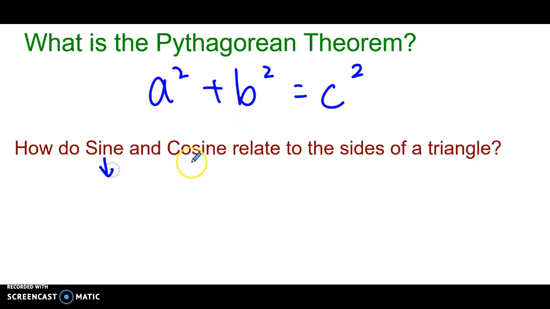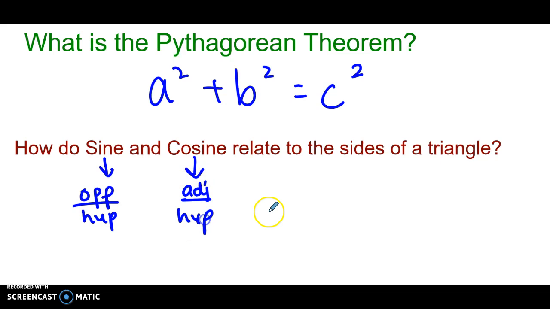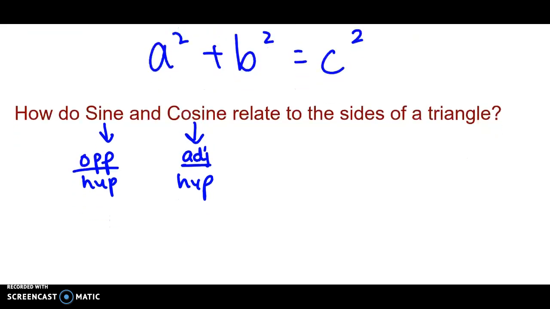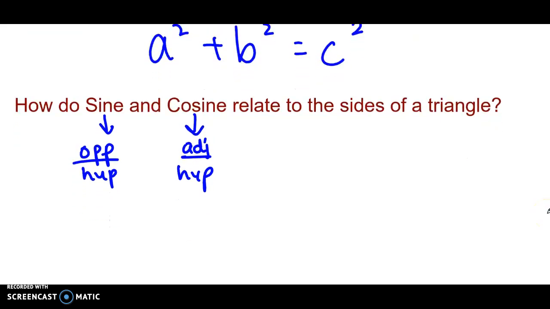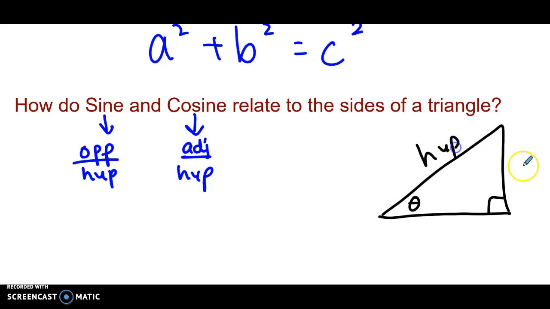Now, how do sine and cosine relate to the sides of a triangle? This is actually what we talked about in our previous lesson. We know that sine is the opposite over hypotenuse. We know that cosine is the adjacent over the hypotenuse. So now let's blow your minds right now with something amazing. Let's say that we have a right triangle. Hypotenuse, opposite, adjacent. Okay, beautiful.